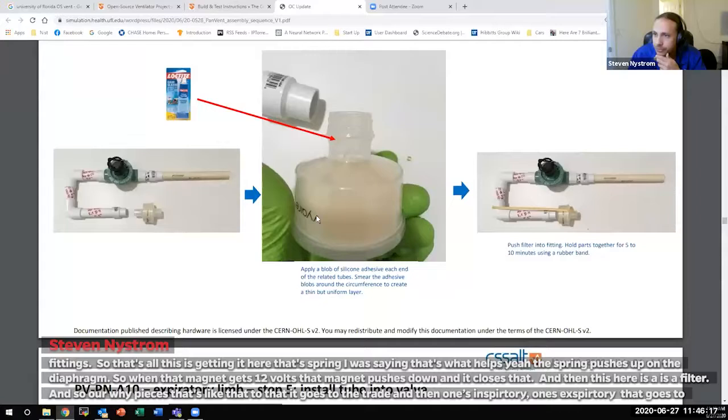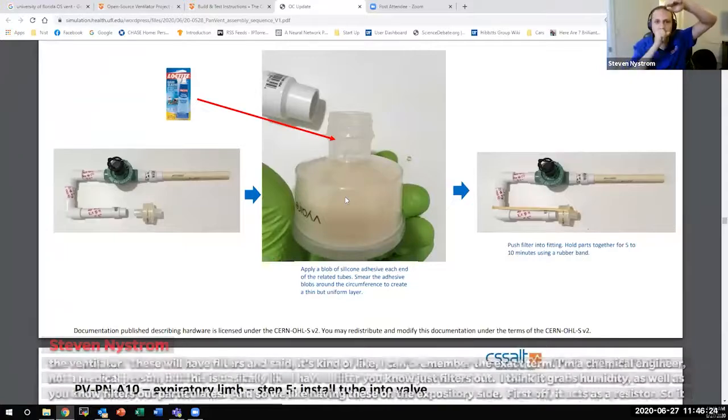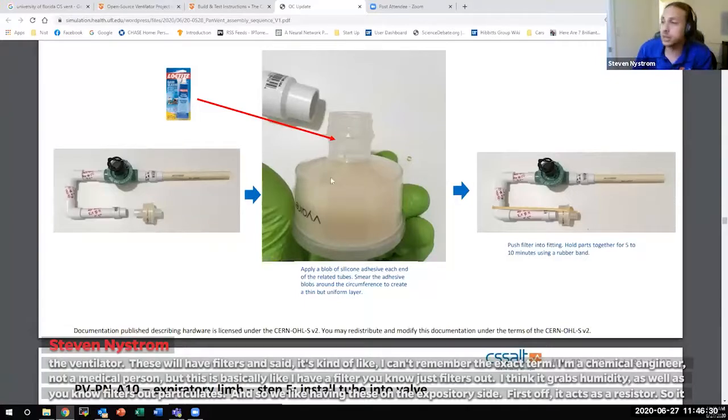And then this here is a filter. Our Y pieces are like the tube that goes to the trach, and then one's inspiratory, one's expiratory that goes to the ventilator. These will have filters. I can't remember the exact term. I'm a chemical engineer, not a medical person, but this is basically like a HEPA filter. I think it grabs humidity as well as filters out particulates. And so we like having these on the expiratory side.